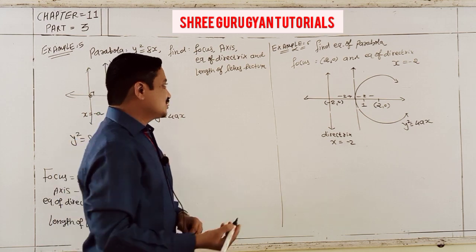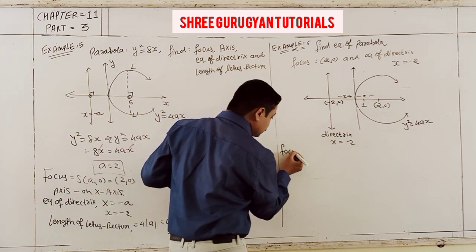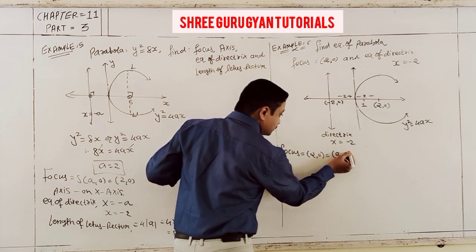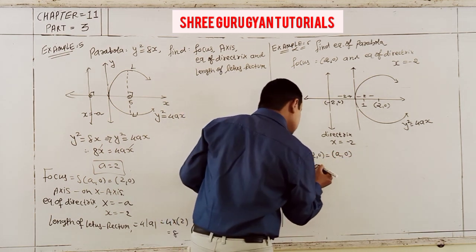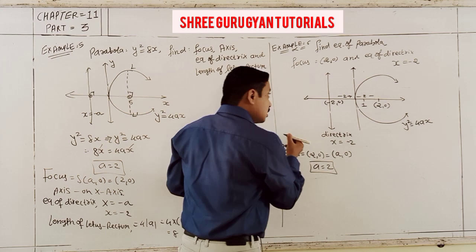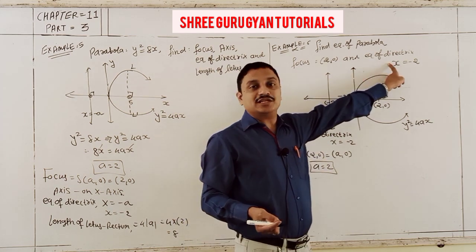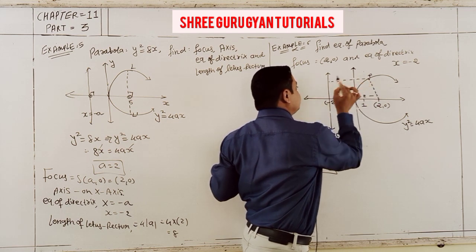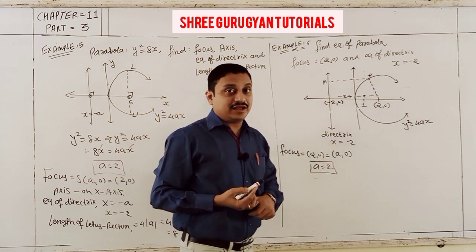Easily done. So given the focus 2 comma 0, you compare with a comma 0. So what is a? 2. According to the directrix, x is equal to minus 2. That's why, method wise, you will cover the equations.